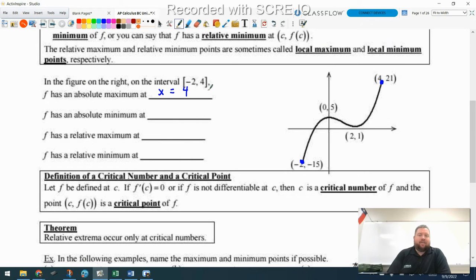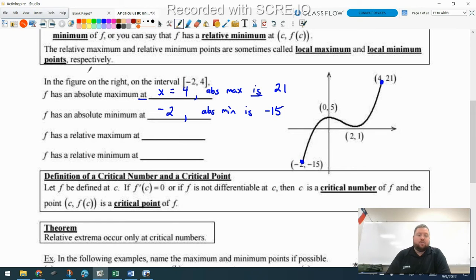All right, I'm going to add a little bit here. The absolute max is... So if they ask for where it's at, you want the x value. If they ask for what it is, you want the y value. So the absolute maximum is 21. All right, f has an absolute minimum at -2. Absolute min is -15. F has a relative maximum.